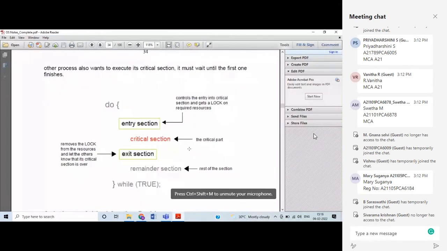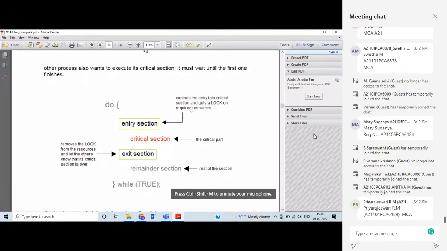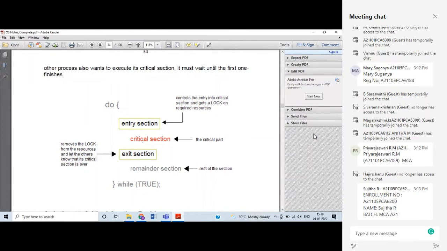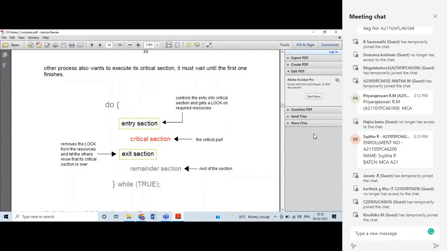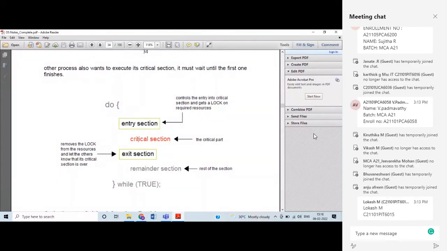So here, what do you mean by Mutex lock? This is our critical section. Whenever a process enters into the critical section, a lock will be provided, which controls the entry into the critical section and gets a lock on the required resources, and it will modify the data. Until the process is in the critical section, no process will come into the entry section, because this lock will not allow the other process to enter into the critical section.